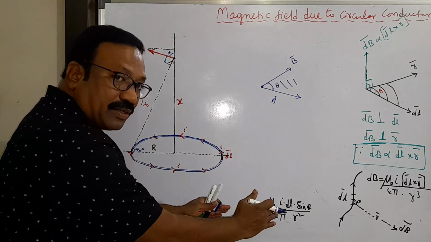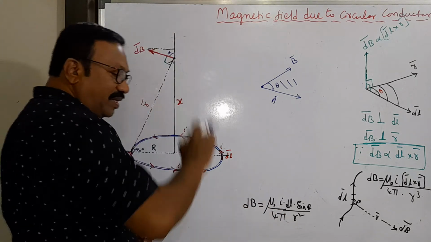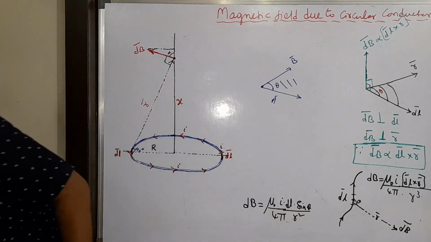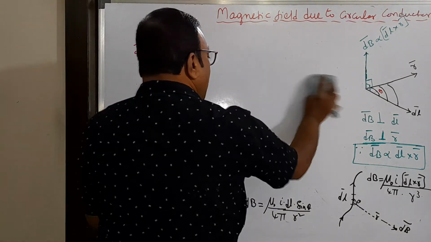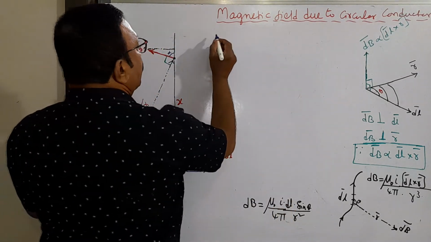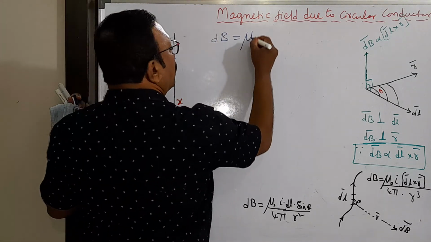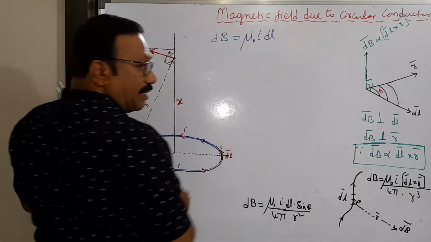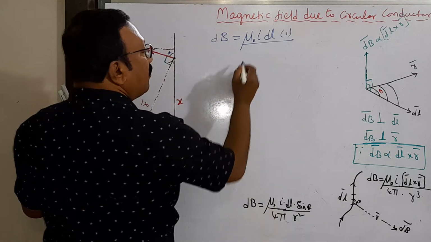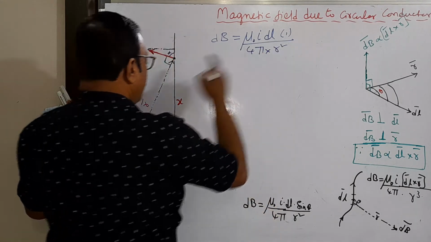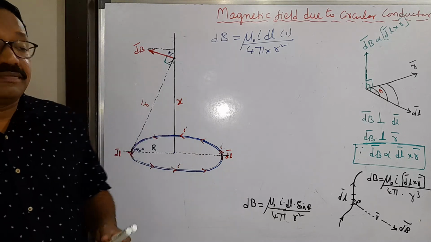So shall I write this formula now? So due to this dl, at a distance r, the magnetic field is dB, which can be calculated as follows. Now, by applying Biot-Savart law, dB is equal to mu naught I dl sin 90 divided by 4 pi into small r square. I have written. Okay, it's not completed still.